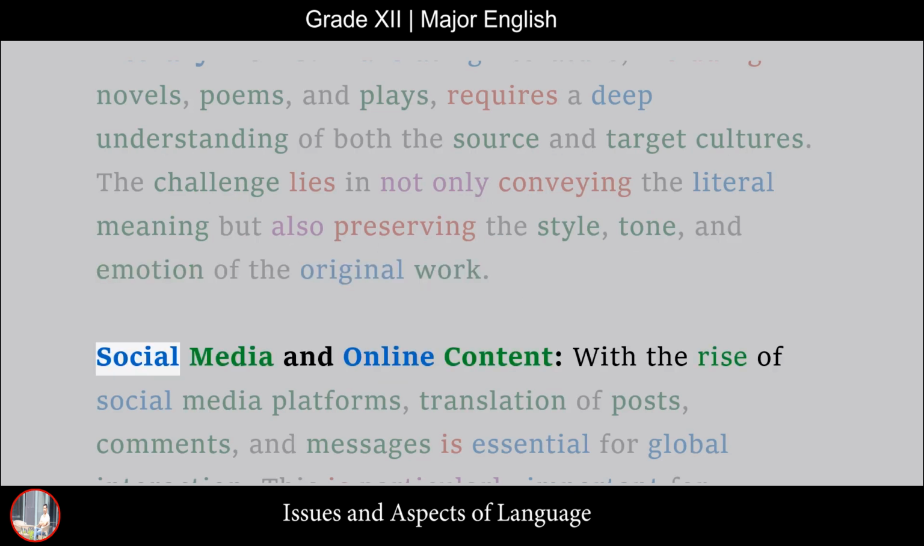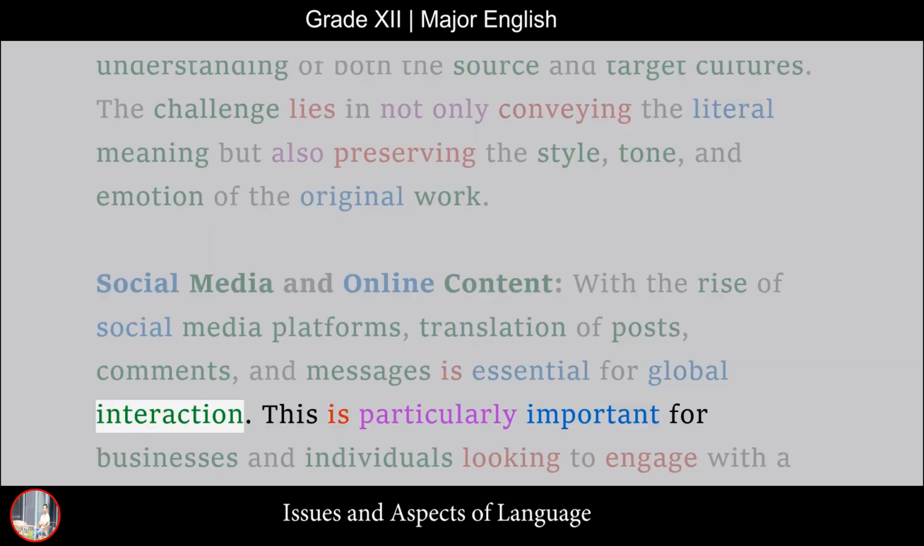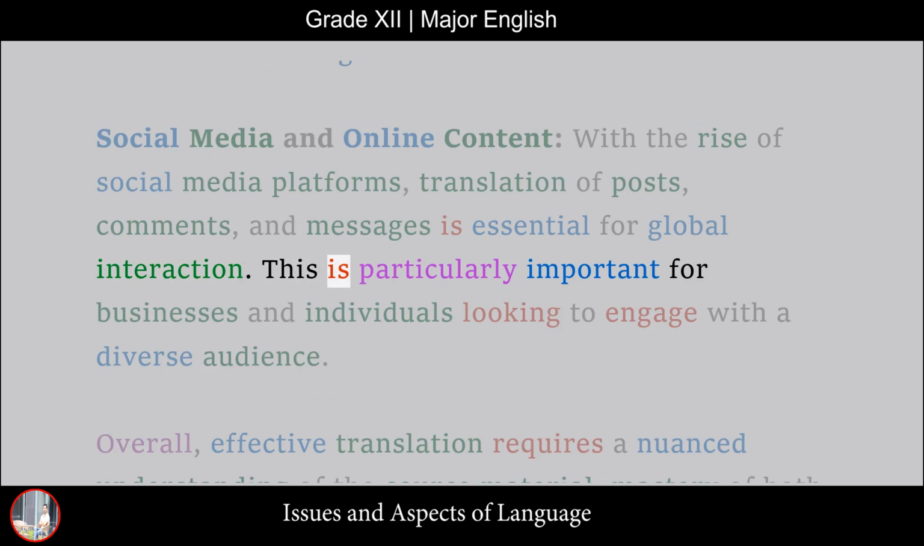original work. Social media and online content: with the rise of social media platforms, translation of posts, comments, and messages is essential for global interaction. This is particularly important for businesses and individuals looking to engage with a diverse audience.